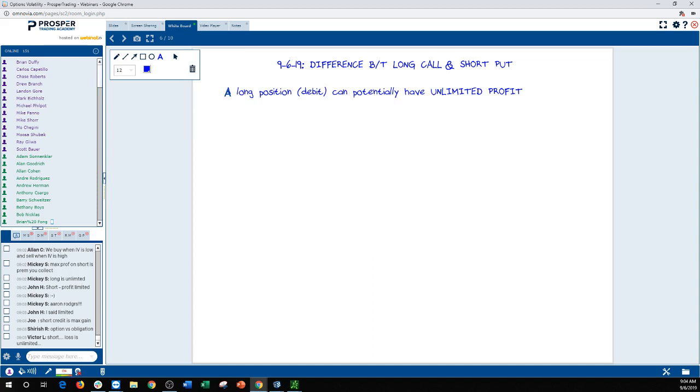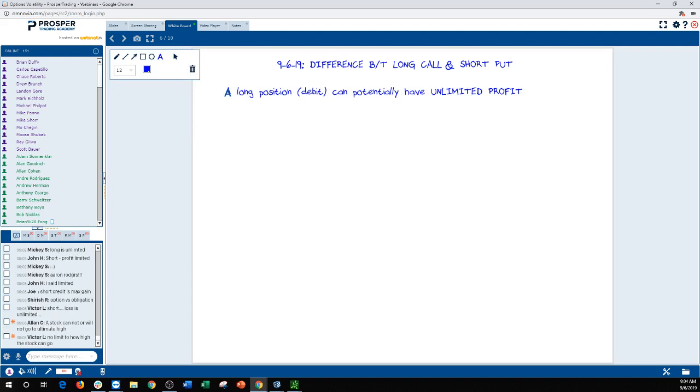Got it, John. Thank you. I see that. Okay, that's on the call side. That is true, right? Theoretically, stock can go to infinity. So if you're long a call, theoretically that call has unlimited upside potential. How about a put though? If you're long a put, your profit potential really isn't unlimited. We're not talking about spreads, John. We're just talking about individual options right now.